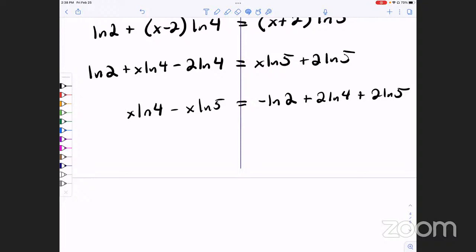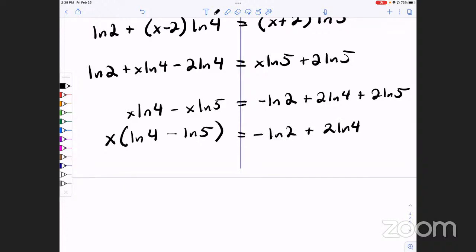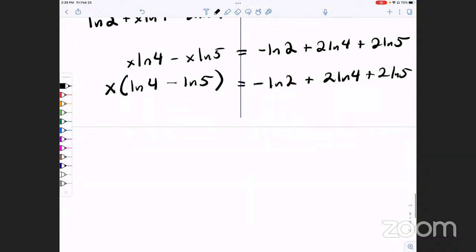On the left, can anybody tell me the term that's called reverse distributing? If we want to reverse distribute those two x's on the left, it's called factoring, right? We can factor out an x from both of those terms, and that's going to leave us with the natural log of 4 minus the natural log of 5 equals negative natural log of 2 plus 2 natural log of 4 plus 2 times the natural log of 5. And then we're almost there.